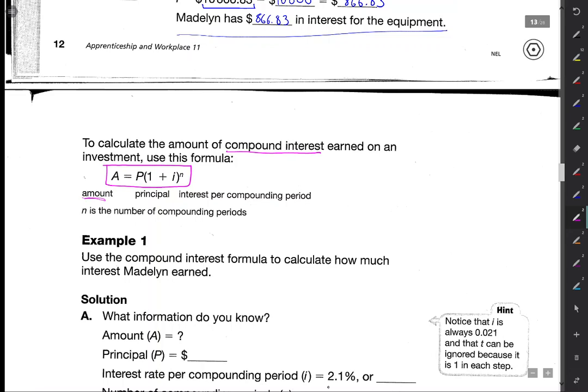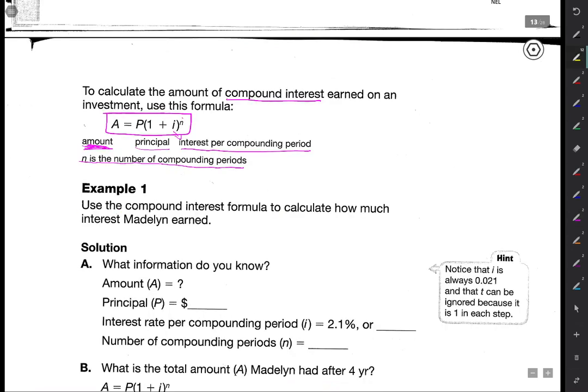We have the amount is equal to P, which is the principal, times 1 plus i, and i in this case is the interest per compounding period, and then to the power of n, and n is the number of compounding periods. Now note that with this compound interest formula, we're not solving for i, we're solving for A, which is the amount.